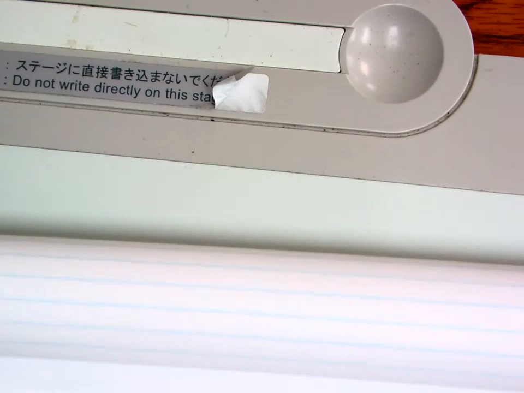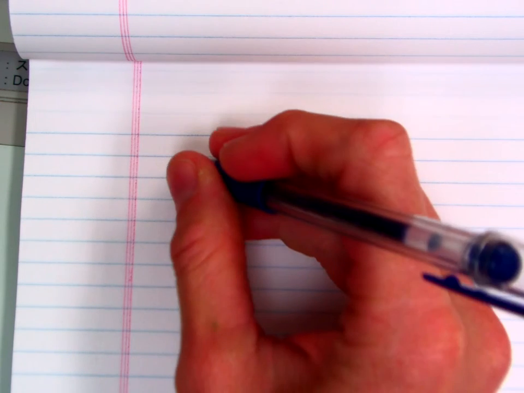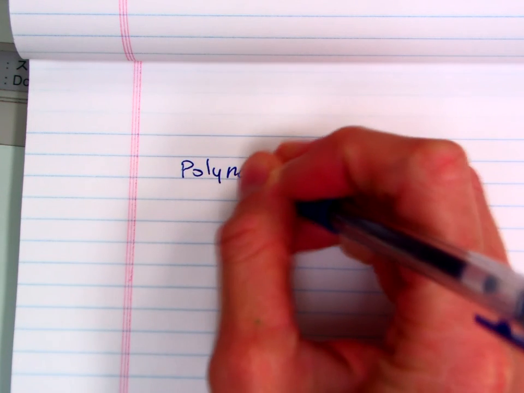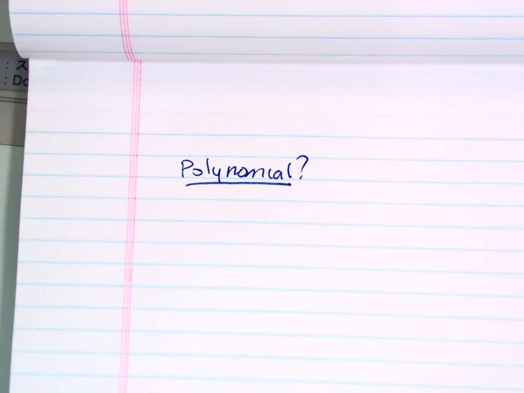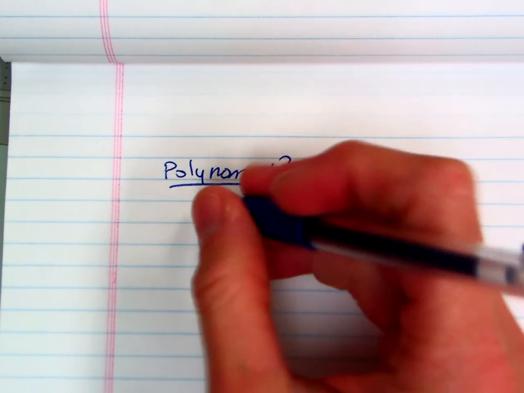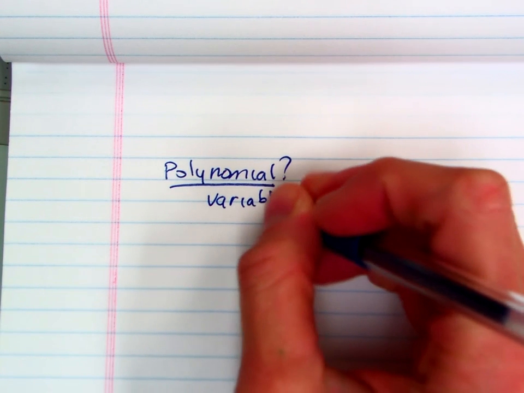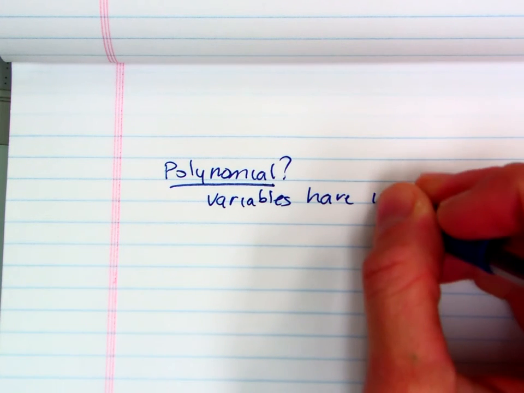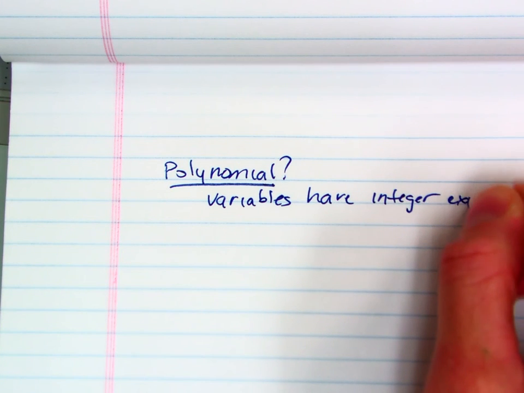Okay, this is a video on polynomials, operations with polynomials, specifically adding, subtracting, multiplying, and dividing. So first of all, what is a polynomial? A polynomial is an expression for which the variables have integer exponents.